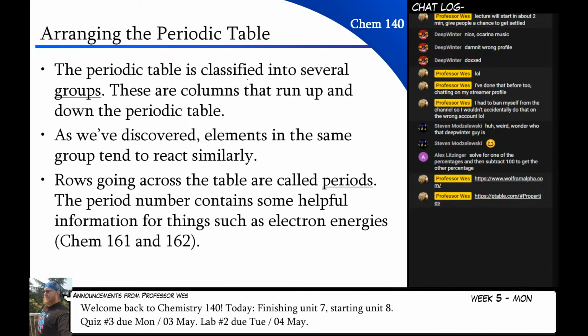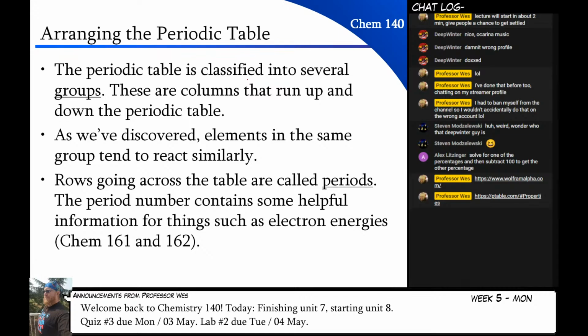Going across the table, left to right, are rows. We're going to call those rows periods because it's a periodic table. Every time you go to a new period, you establish the patterns all over again. That's why it's periodic.